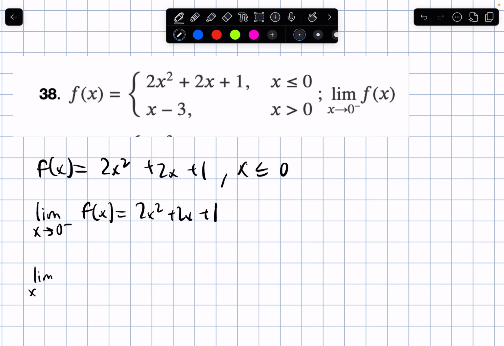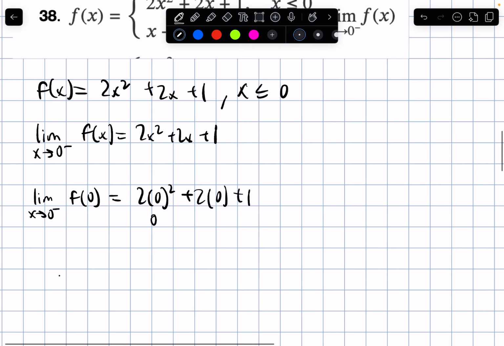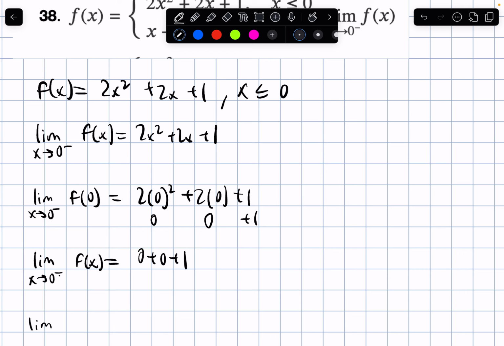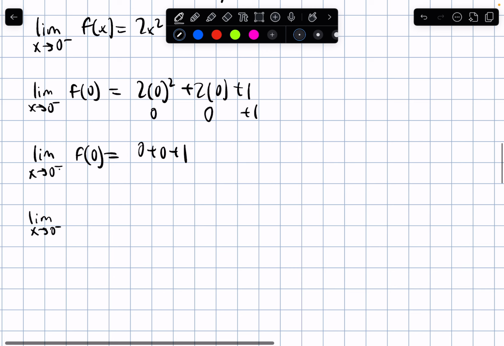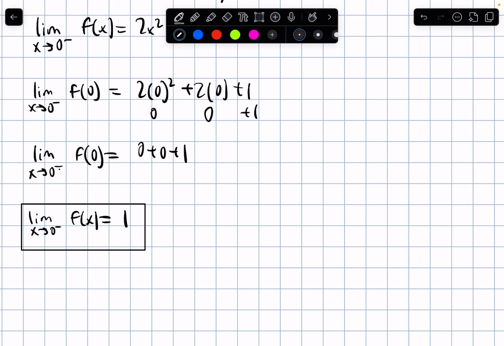The limit as x approaches 0 minus, we're going to use direct substitution. So we're going to plug in our a value for x: 2 times 0 squared plus 2 times 0 plus 1. And so 2 times 0 squared is going to be 0, 2 times 0 is also 0, and then we're just going to have plus 1. The limit as x approaches 0 minus of f of x equals 0 plus 0 plus 1, which equals 1. So this is now our left-hand limit.